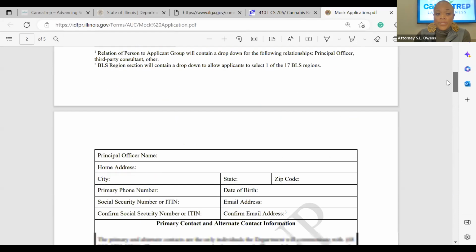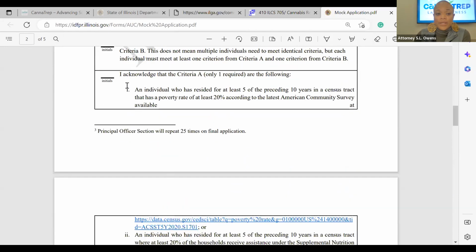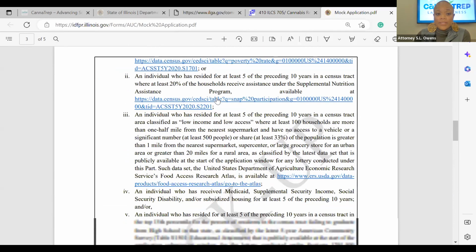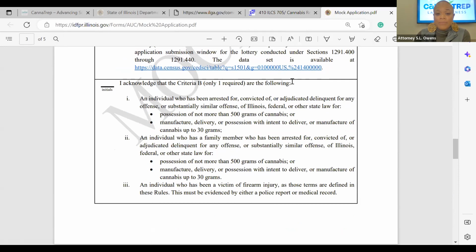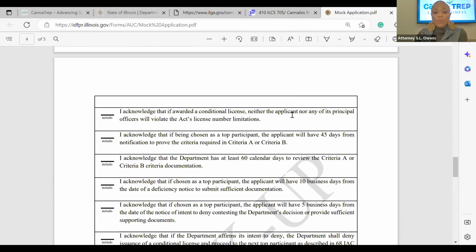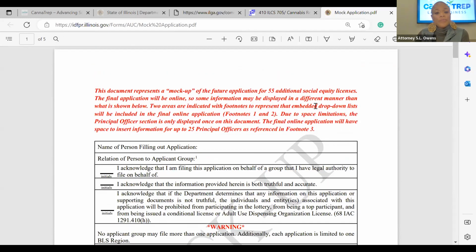But what does show up on here is an acknowledgement that criteria A is going to be met and criteria B is going to be met for that 51% rule. So at this point in the process, they're just asking you to acknowledge that you meet the criteria. They're not asking you for documents. If you want to know when they're going to ask you for more information beyond the application, you should go to document number 1 on the document table. Document number 1 is a visual infographic for the application process.